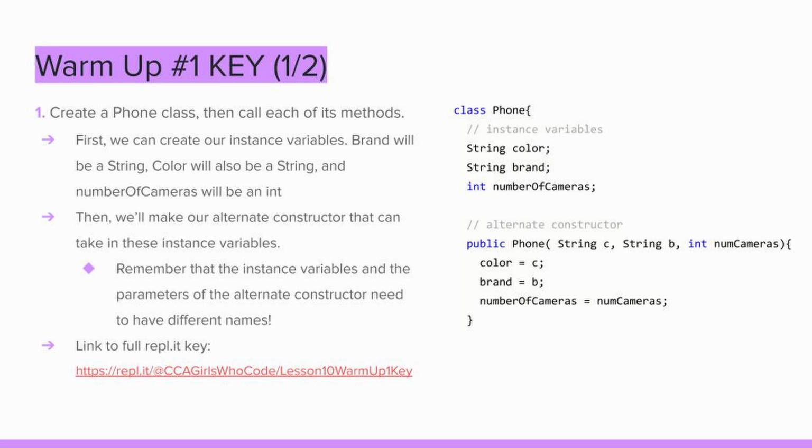If you work with other development environments, also known as IDEs, then they may generate a default constructor for you if you do not provide one. However, Replit does not do this. If we try to create a phone with no arguments, then Replit will throw an error. Our alternate constructor will take in each variable we want to use. Then we'll assign the given variables to our instance variables. Remember that the instance variables and the parameters of the alternate constructor need to have different names.